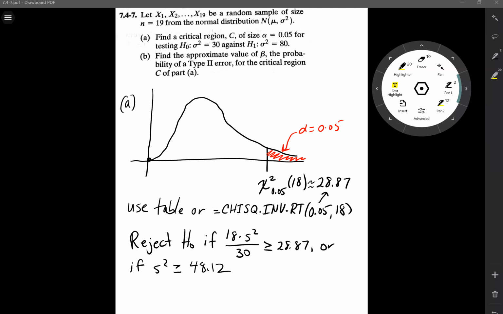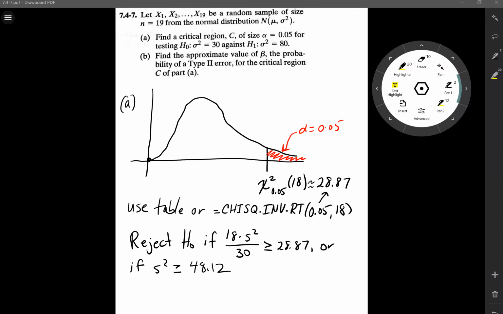So in this case, notice that the alternative hypothesis being equal to 80 versus saying being greater than 30 or less than 30 has very little to do with actually finding the critical region, because remember again, the idea of finding the critical region is trying to find a region where the probability is that you reject the null hypothesis when you're not supposed to. That needs to be small.